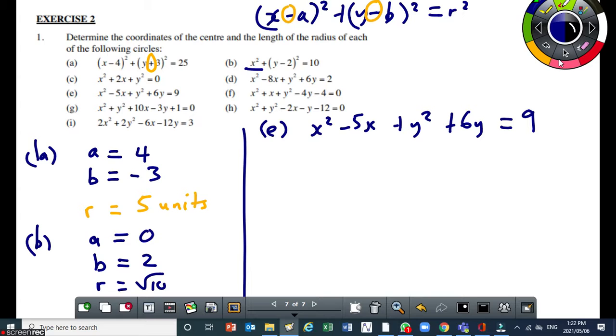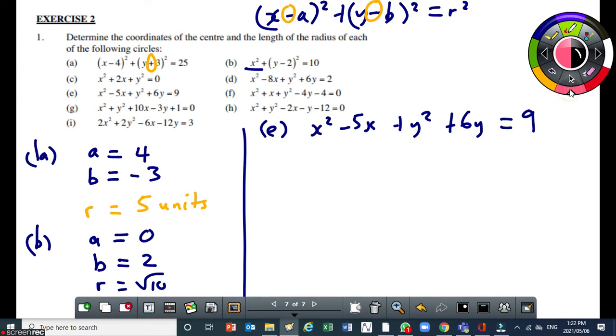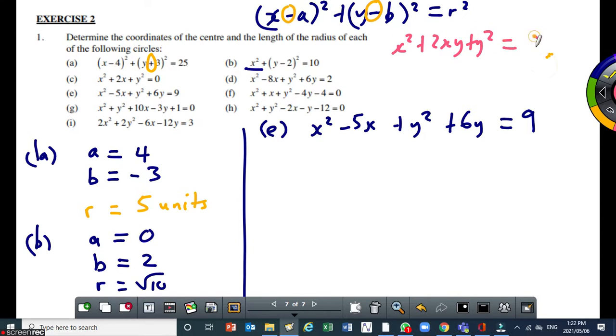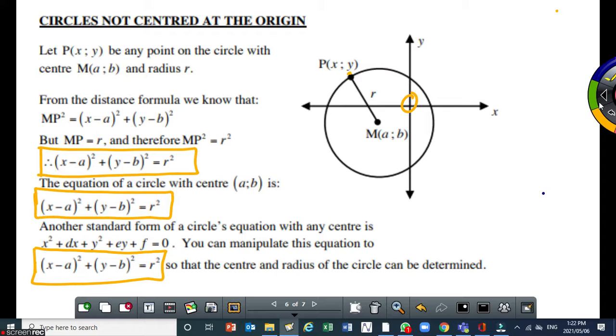Okay? So what I'm going to do is, I'll just refresh you a little bit with regard to perfect square trinomials. Remember, in grade 9 and 10, you did trinomials like this: x² + 2xy + y². And when you factorize this, you get (x + y)². You also did another one, which was x² - 2xy + y². When you factorize, you get (x - y)².